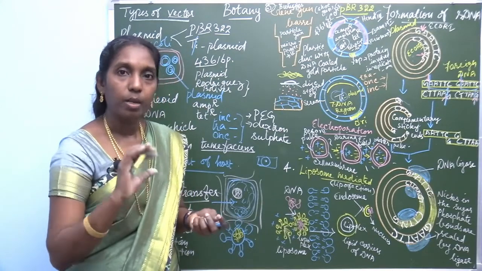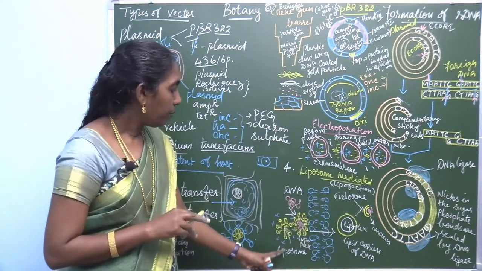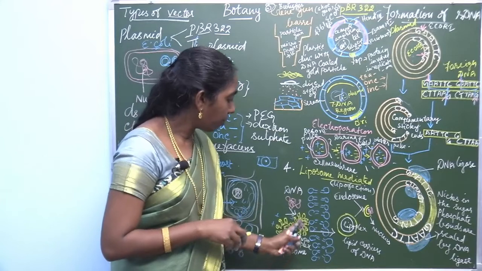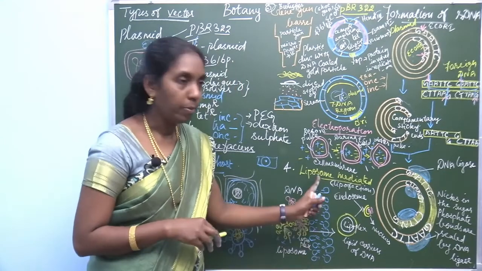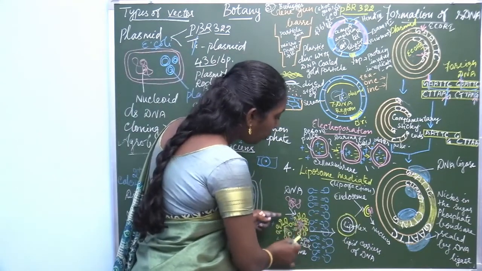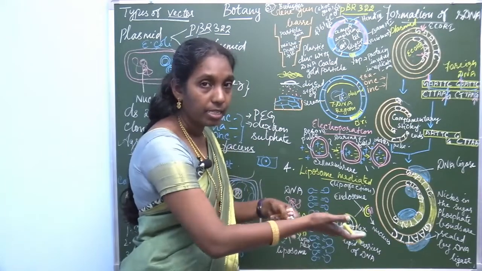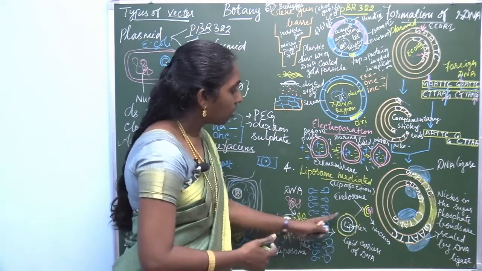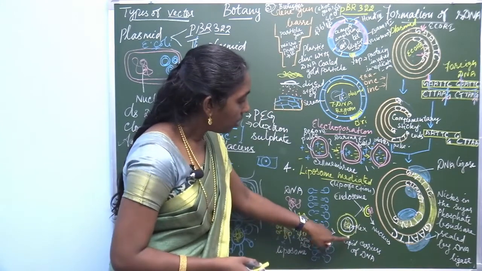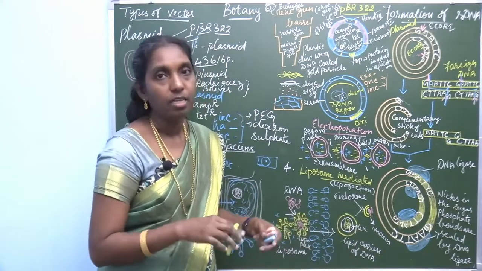What is a lipoplex? A liposome is the vesicle of what? This phospholipid layer. And when the DNA is inside the liposome, it forms a lipoplex. See, this is the cell membrane, the lipid bilayer. The lipoplex passes across this membrane and enters inside the cell. This is outside the cell, this is inside the cell. So this lipoplex carries the desired gene. The lipid which carries the DNA is the lipoplex.